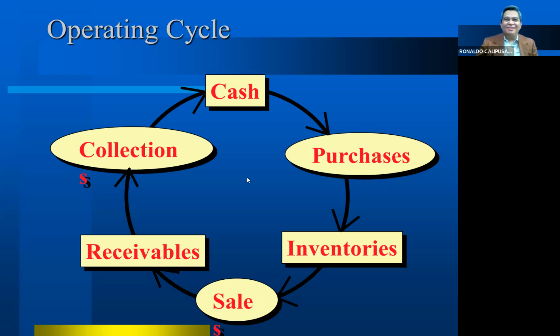Okay, look at this operating cycle. This is the normal operating cycle of a company. So the cash, which is normally the investment coming from the owners or probably the loan coming from the creditors. You purchase your raw materials, and then you transform the raw materials into inventories.